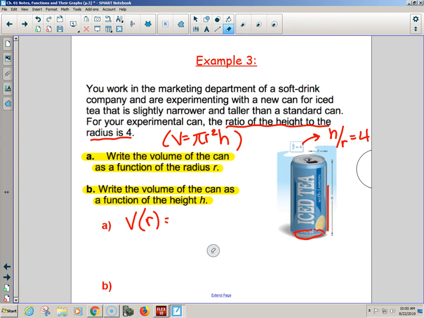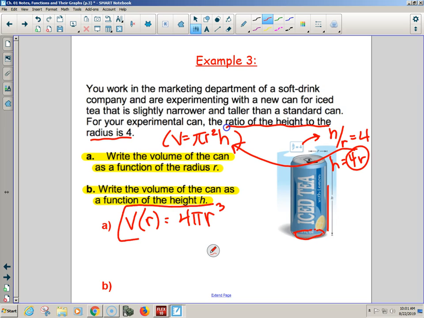Why is that huge? Because then we could just plug it in. H is gone. 4R. H is gone, right? So can't we say that pi r squared times 4r, aka 4 pi r cubed, is the exact same equation, but in terms of r and r alone?